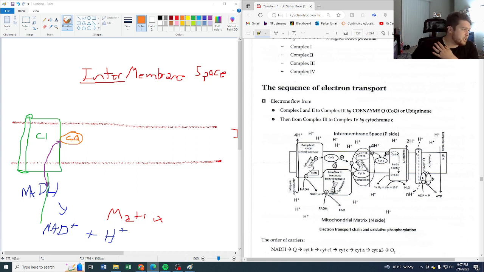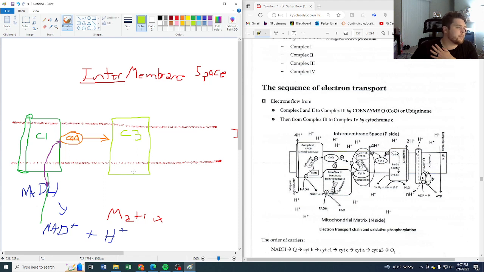Now, coenzyme Q is a transporter. So it is literally going to move through the membrane over to complex 3. We will get to complex 2 in a moment.